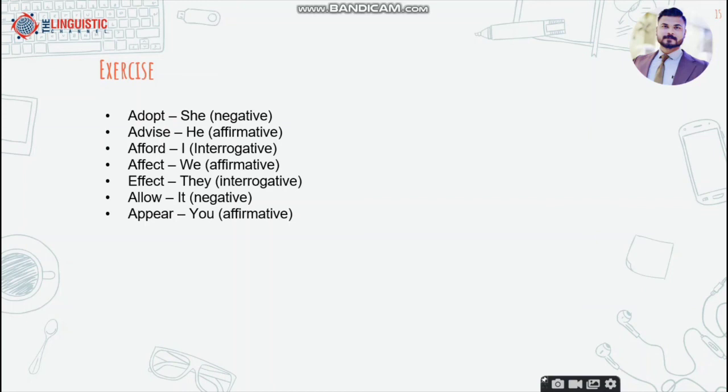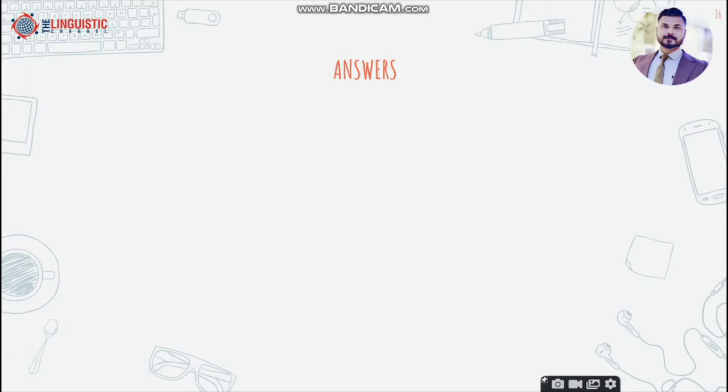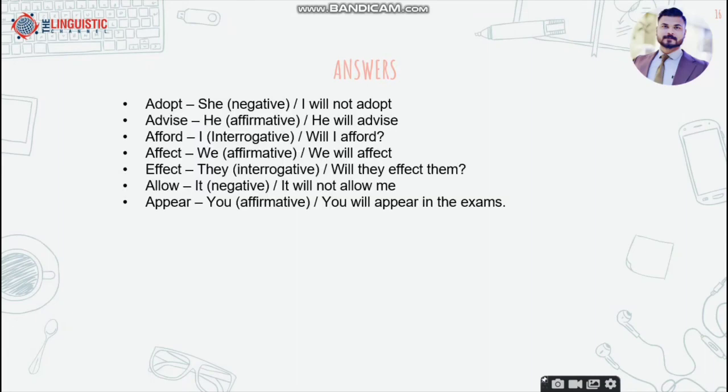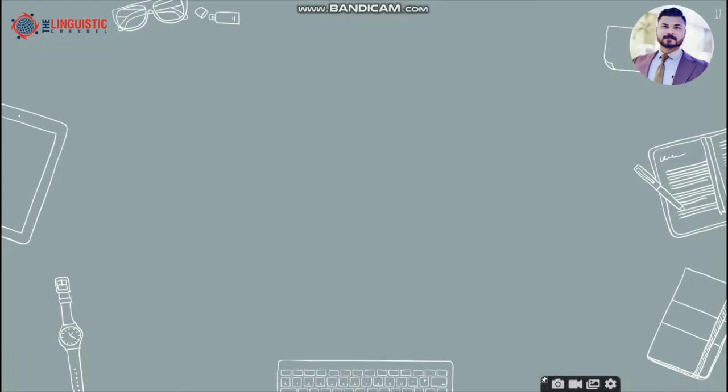I think you have done it now, so let's check your answers. Okay, so it's going to be I will not adopt, right? No second forms, no third forms, only the first form and simple not with will. Affirmative, he will advise. Interrogative, will I afford? Okay, I hope this is clearly understood.